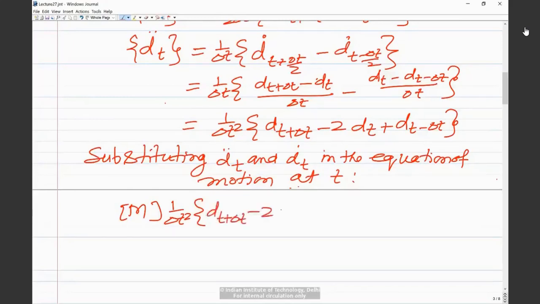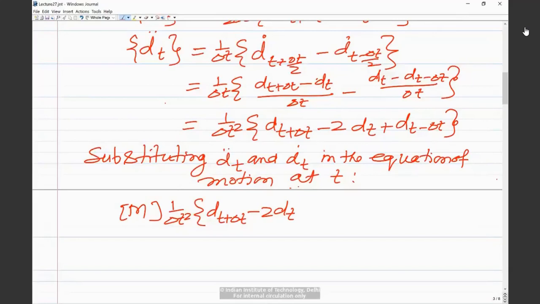While taking d dot, we use time interval 2 delta t, but while taking its double derivative, why are we doing it this way? Why not in the same way, like d dot at t plus delta t minus d dot at t minus delta t, and the whole divided by twice delta t?